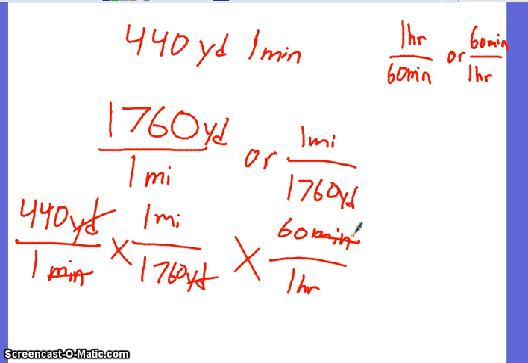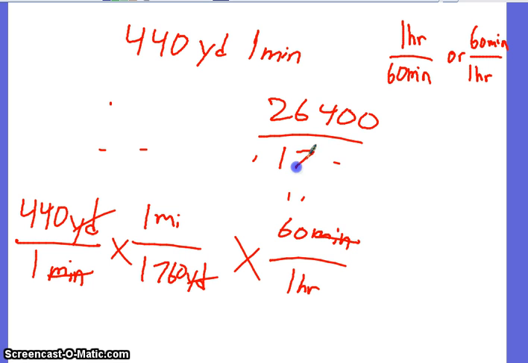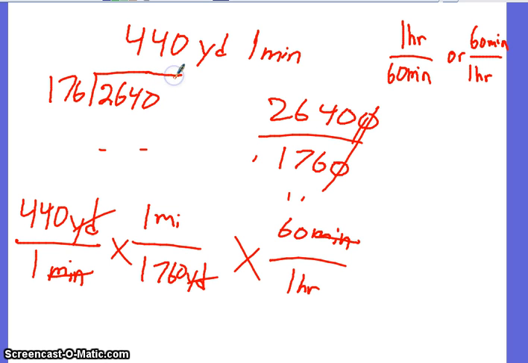So there's a lot that needs to go on there. 440 times 60 divided by 1,760. Okay, so 440 times 60 is 26,400, divided by 1,760. Let's cross off those zeros so at least our numbers are a little bit smaller. 2,640 divided by 176. Did you get it?